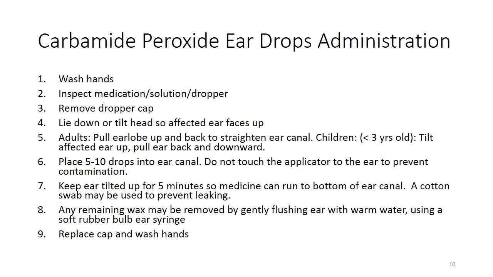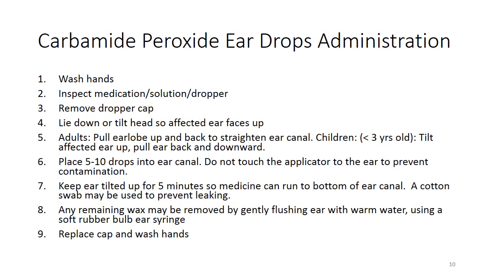The proper procedure for using carbamide peroxide eardrops is as follows. First, the patient should wash their hands. Next, they should inspect their medication to ensure the medicine is correct and the dose is correct and that the medication is not expired. Next, remove the dropper cap. The patient should lie down or tilt their head so that the affected ear is facing up. Adults should pull their earlobe up and back to open the ear canal. Children less than 3 should tilt the affected ear up and pull the ear back and downward.